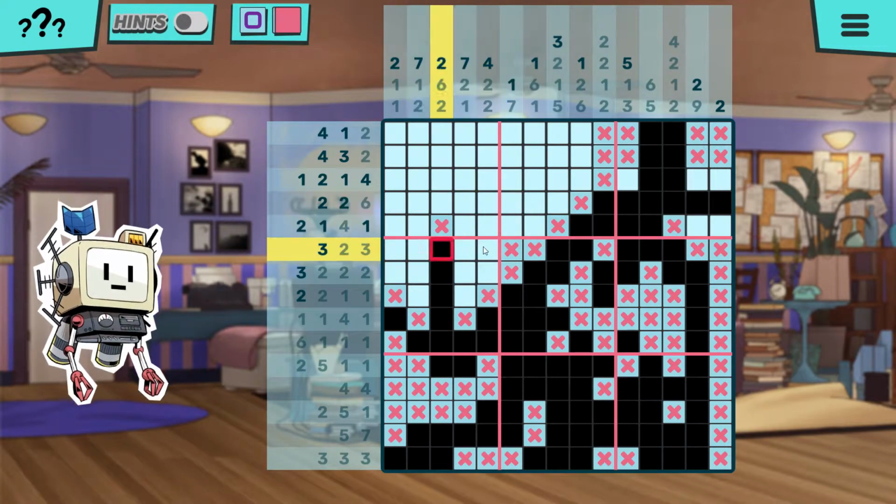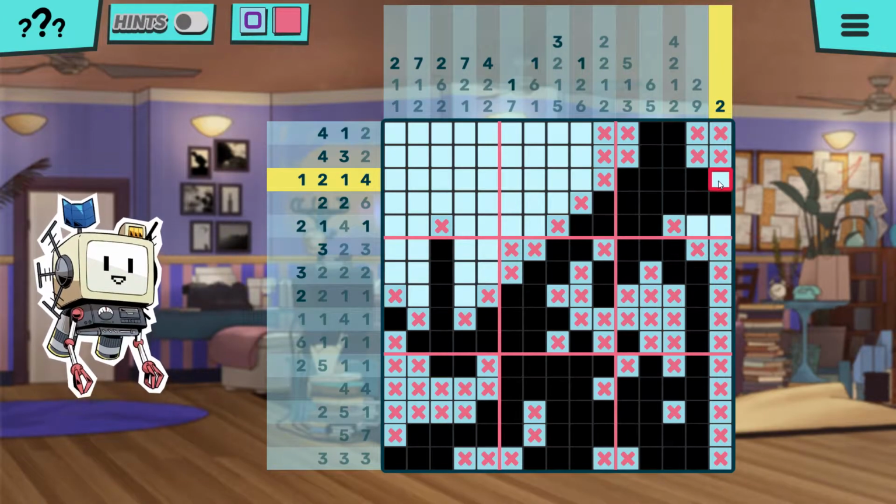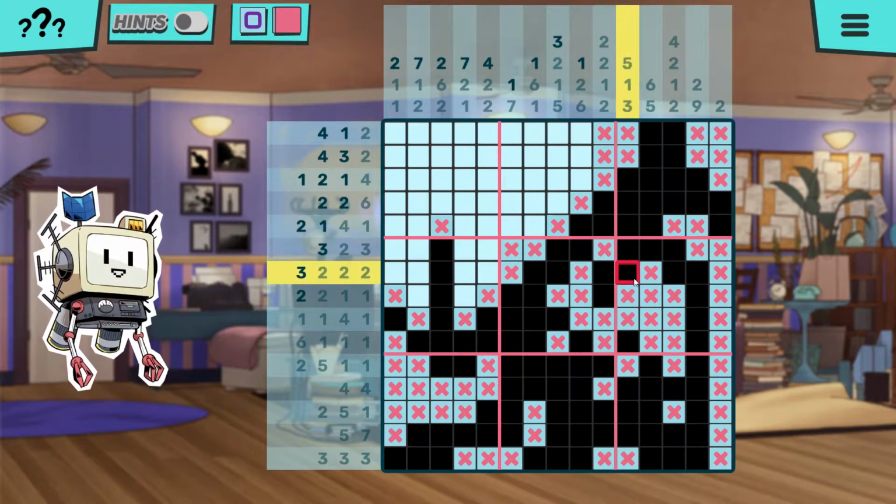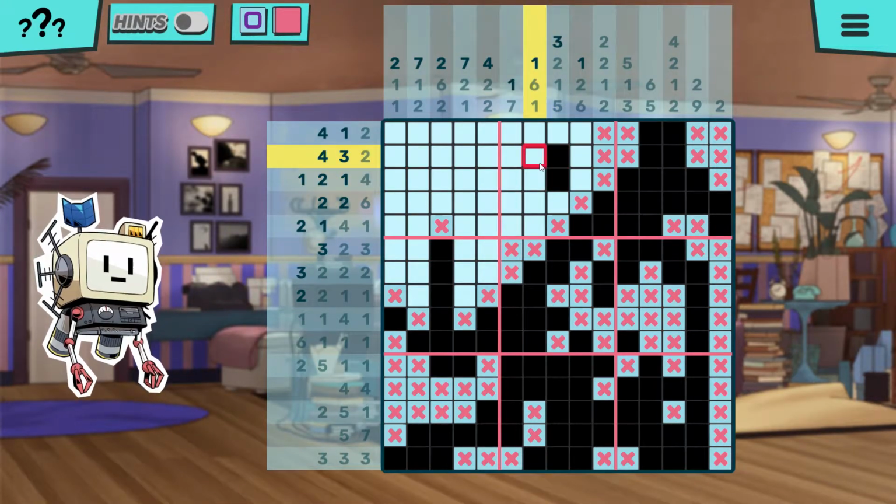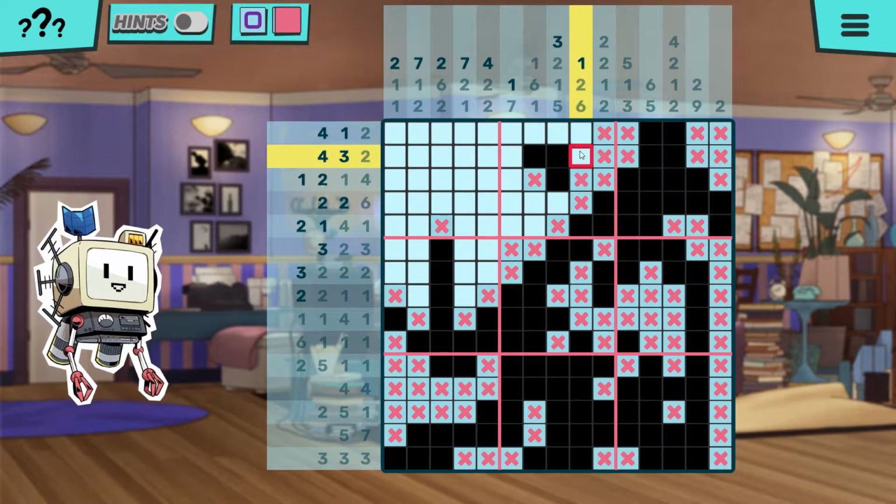This is empty. This is a 5. This is a 4. This is empty. 2 goes in here. That's a 3 up there. 3 over here. That's a 1.